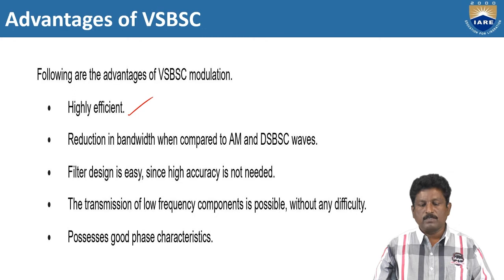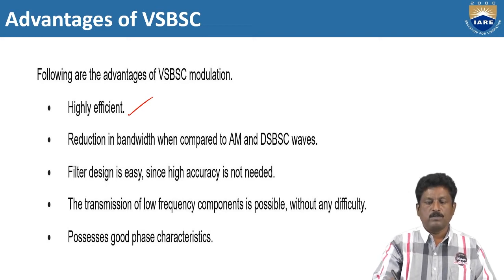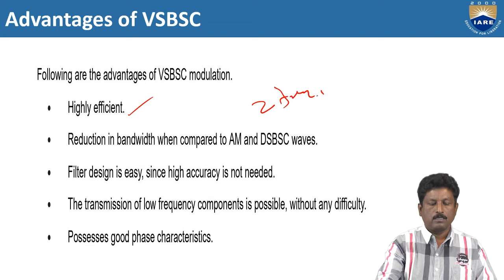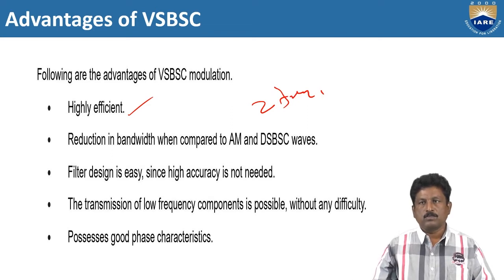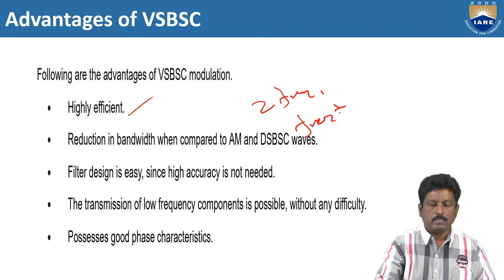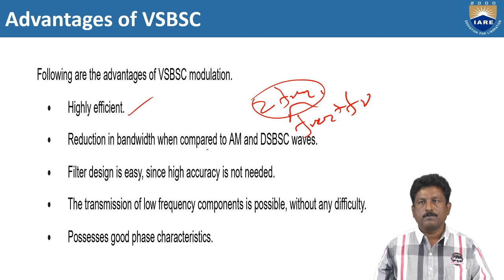Next one, reduction in bandwidth when compared to the AM and DSBSC wave. How is the bandwidth reduced? In case of the AM and DSBSC wave, we are transmitting the two sidebands, so the total bandwidth requirement is 2 FM. Whereas in the VSB-SC wave, the bandwidth is FM plus FV: one complete sideband requirement FM and part of the other sideband FV. So FM plus FV will be less than the 2 FM requirement.